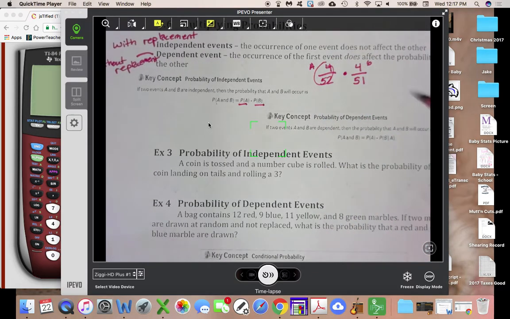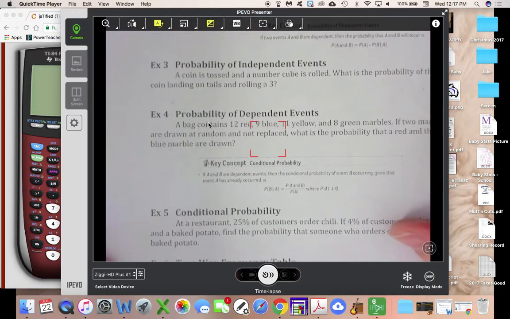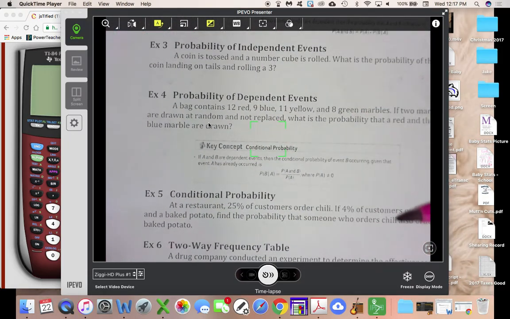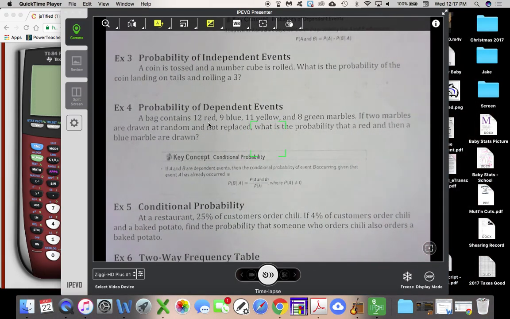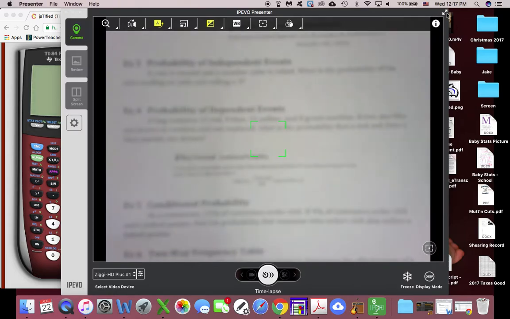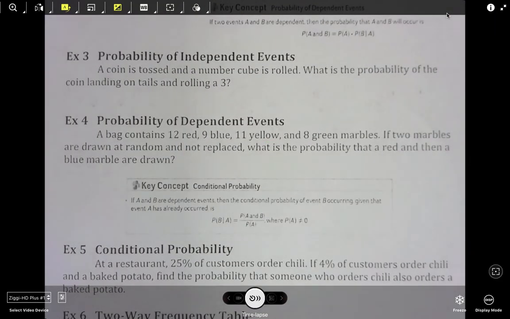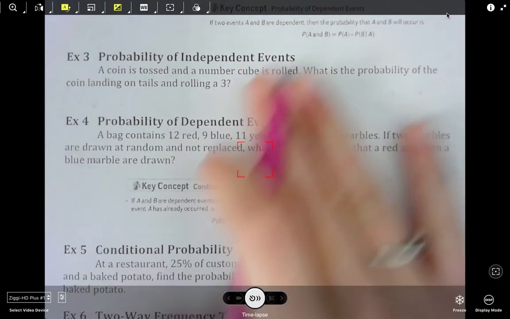All right, so example 3, they have 3 and 4. One is independent, one is dependent. Okay, let me do this. Now maybe I won't have a delay. Nope, I still have a delay.